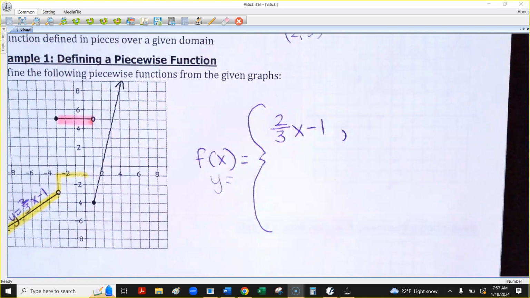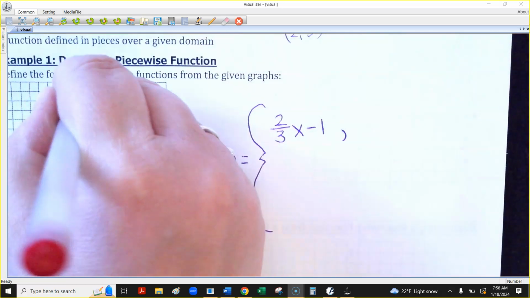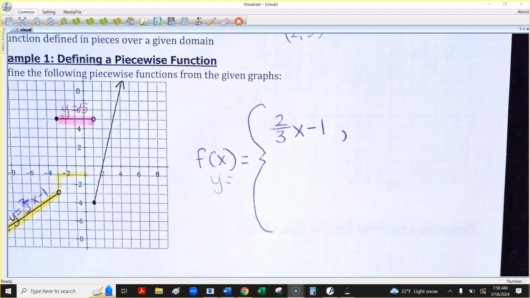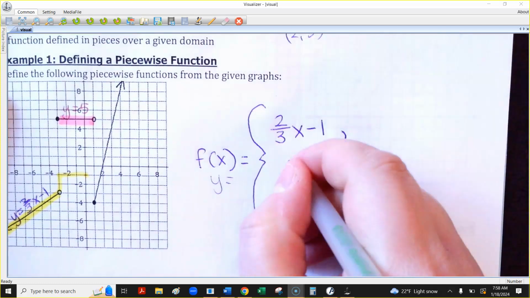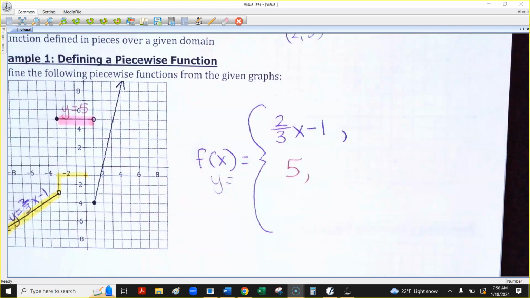Now, my second piece is my favorite because it's just a nice horizontal line. So it should just be y equals a number. So can you guys tell me what that number is? What number am I on for that second piece? Yes. 5. Okay, it's okay to talk. I know it's early in the morning. All right. So this little piece right here is part of the line y equals 5. So what you would write here, I'm just literally going to write the number 5.